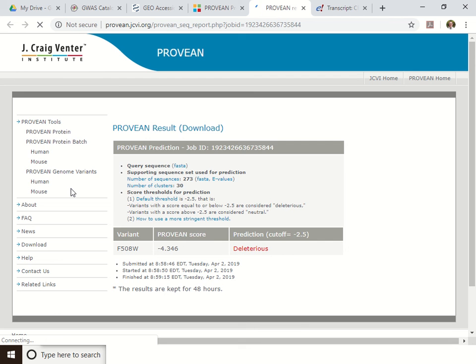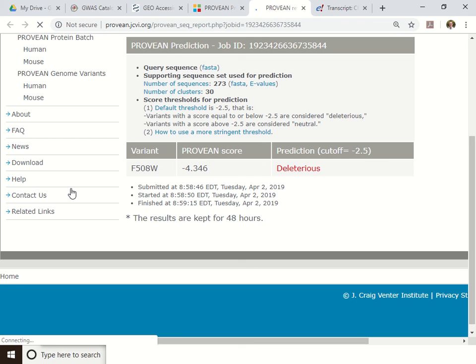Okay, what did we learn? Our query sequence was in FASTA format. We retrieved it from Ensembl using that link. There were 273 sequences that it could use to evaluate that, falling in 30 different clusters. Before it calls something deleterious, it has to generate the score, and then the score gets compared to a threshold to tell you how it's translated for the user. The score that we had was negative 4.346. We compare that to a threshold of negative 2.5. We're below that. And in this scoring system, negative means bad, right? So given this cutoff score, this variant can be judged as deleterious. Grand. And it's going to keep the copy around for 48 hours.